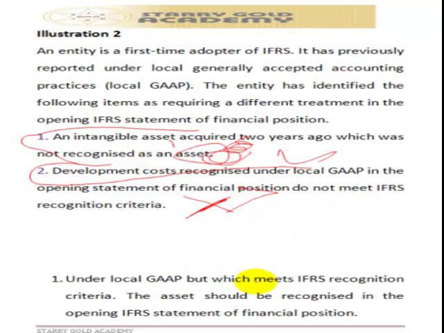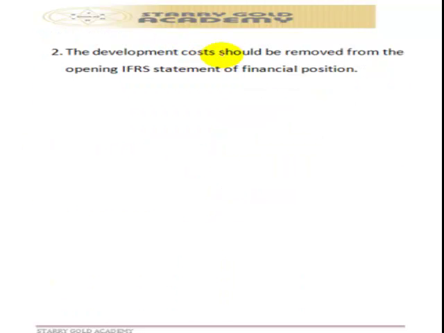Now this is the solution. Under local GAAP, but which means IFRS recognition criteria, the asset should be what? Recognized in the opening IFRS statement of financial position. Then developmental cost should be removed from the opening IFRS statement of financial position. That is because it does not meet the recognition criteria.